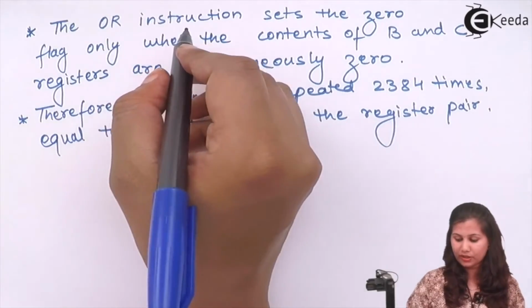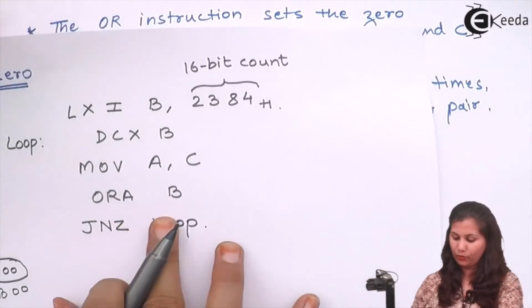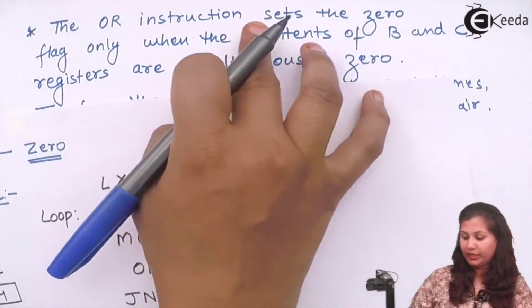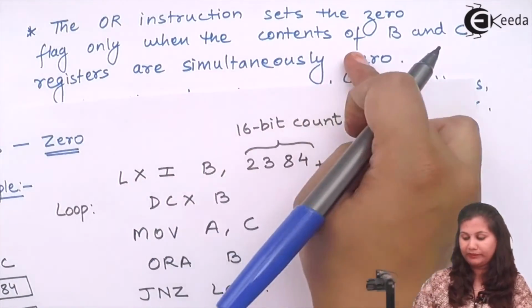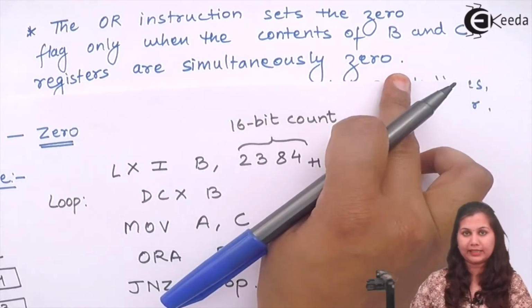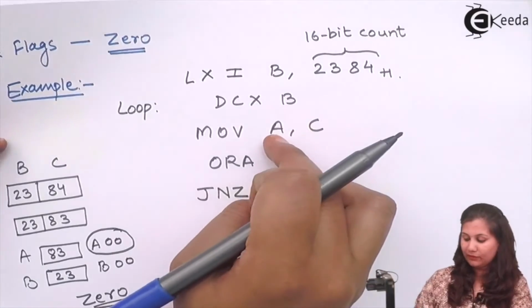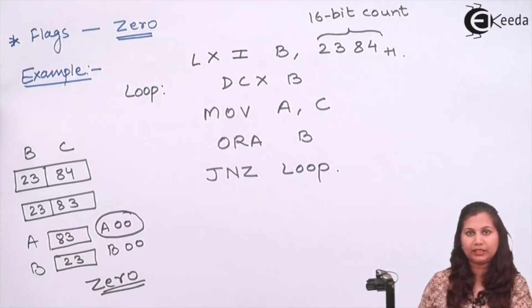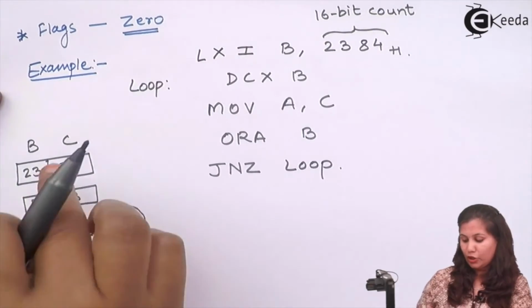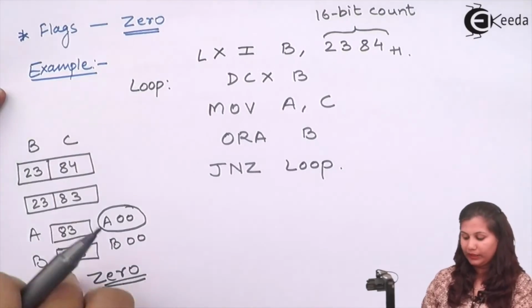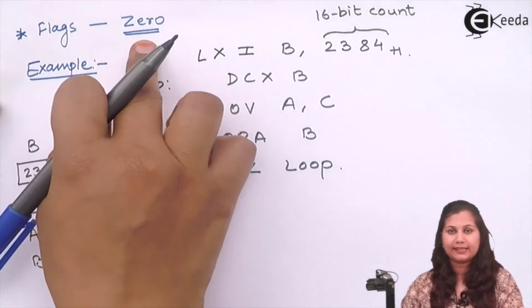So this OR instruction which we have written, ORA B, that is OR accumulator with B, will set the zero flag only when the contents of the B and C registers are simultaneously zero. Because we have already moved C into the accumulator, the accumulator has the contents of the C register. So only when both C and B are zero is the zero flag set.